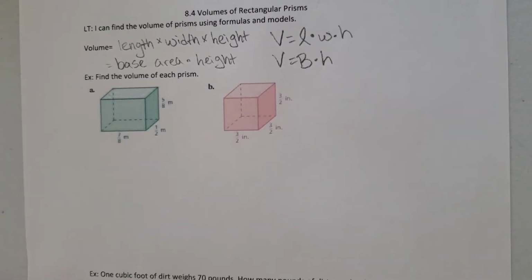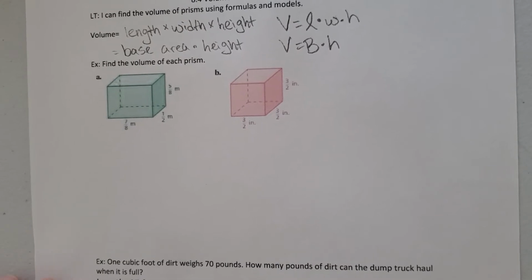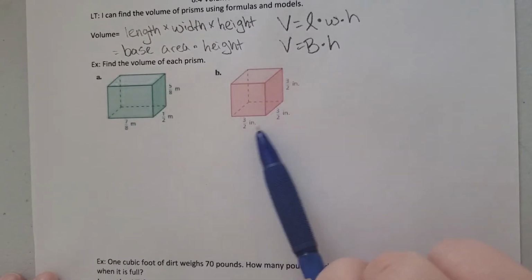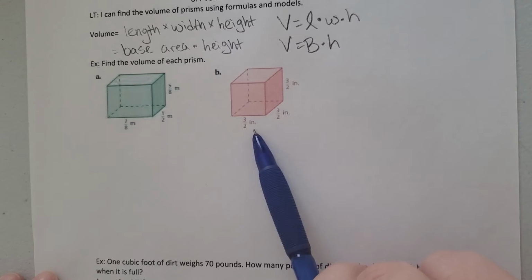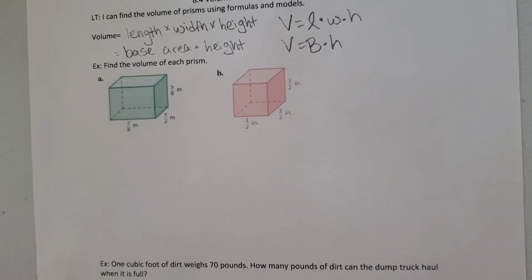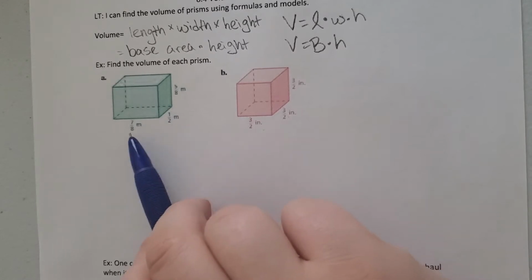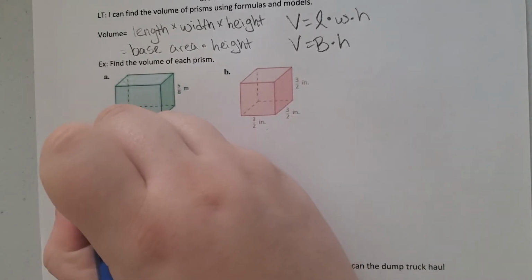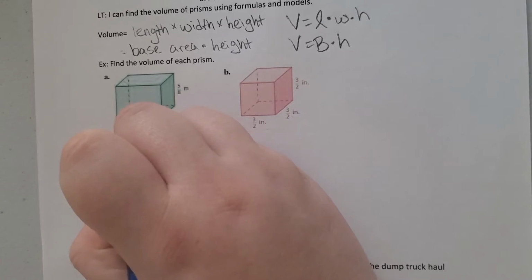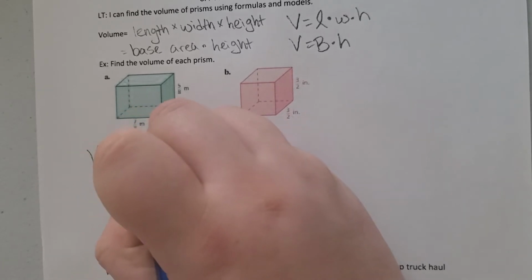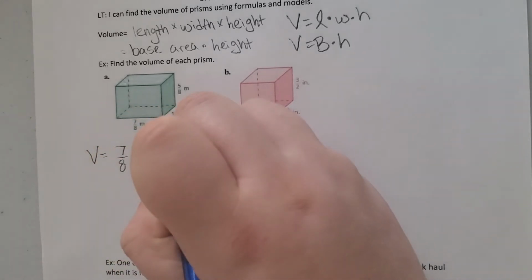All right, so we need to find the volume of these two rectangular prisms. You'll notice that this one is actually a square prism, which is also called a cube because all of the sides are the same. So for part A, we have 5/8, 1/2, and 7/8. So our volume, we're just going to multiply those three. So 7/8 times 1/2 times 5/8.